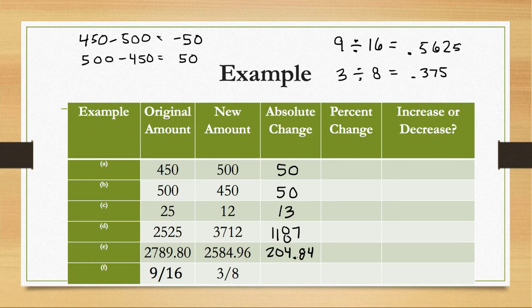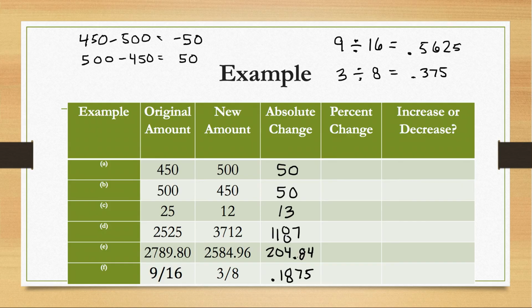So now in order to find my absolute change, I'm going to subtract these two decimal values. So 0.5625 minus 0.375. And I'm going to jot my answer down, 0.1875. Okay, so that takes care of the absolute change. Remember that absolute change is always positive, so we have positive numbers all the way down that column.